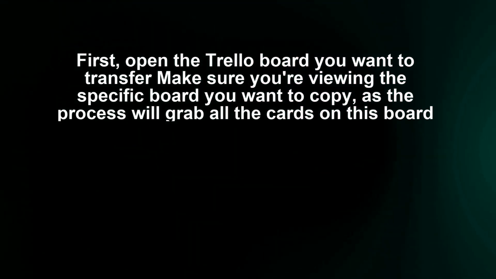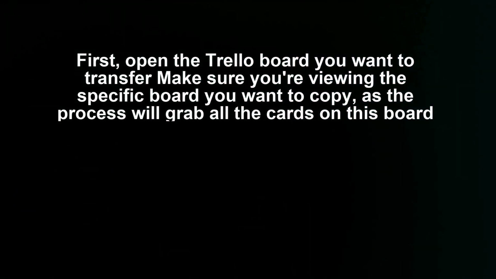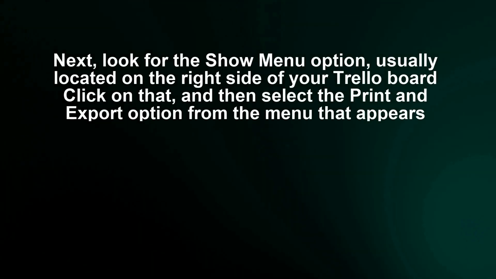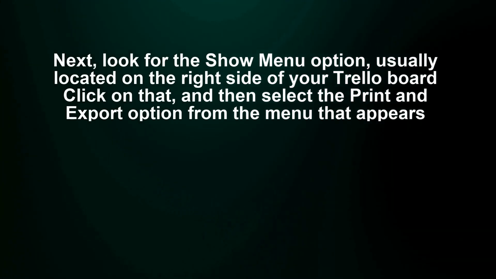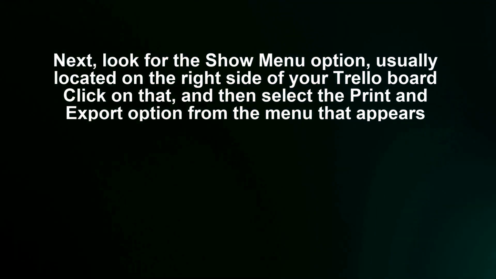Make sure you're viewing the specific board you want to copy, as the process will grab all the cards on this board. Next, look for the Show Menu option, usually located on the right side of your Trello board. Click on that, and then select the Print and Export option from the menu that appears.